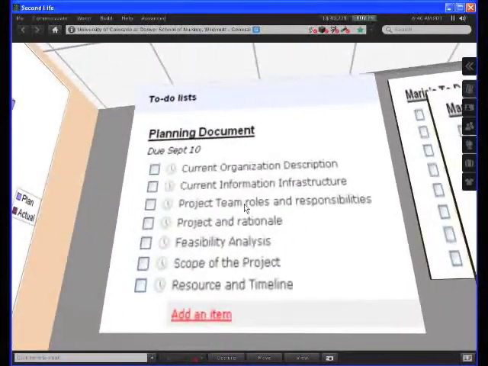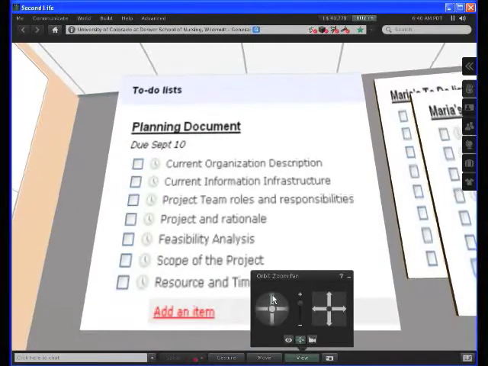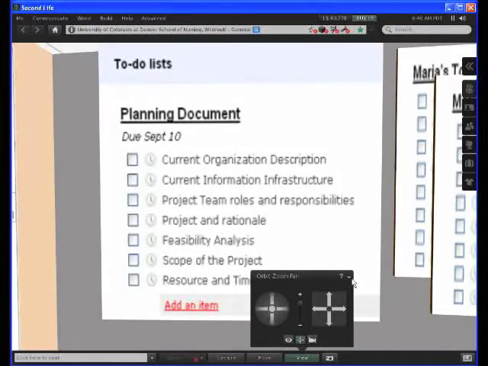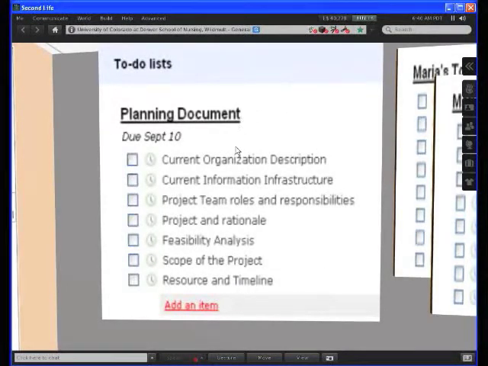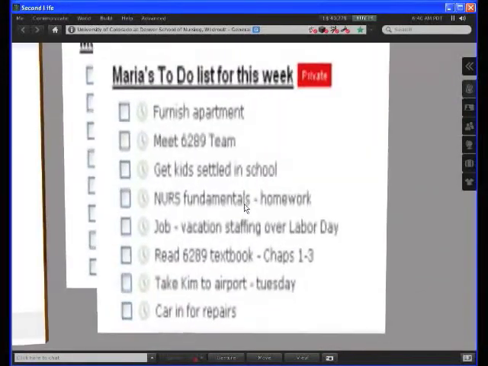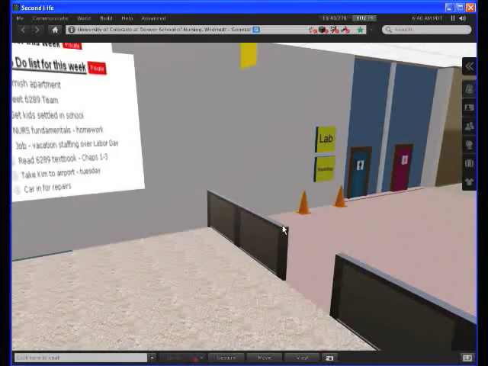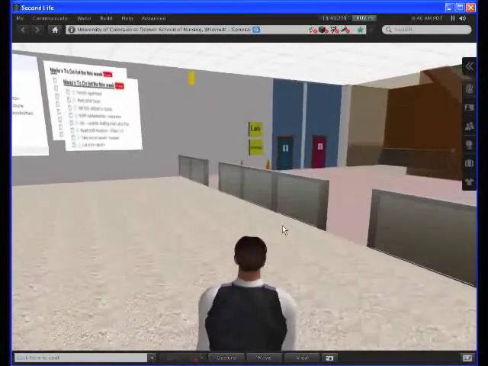There's a lot of work on the September 10th deliverable. These are the items on the planning document, which is due on the 10th: the organization description, information infrastructure, rationale, analysis, scope of the project, etc. But if you look at each individual person's schedules, it's more like furnish apartment, get the kids in school, do my homework, I'm supposed to actually be on staff on Labor Day, read the textbook, and take somebody to the airport and the car. And that's the problem, is where to get the teamwork done, regardless of best intent.